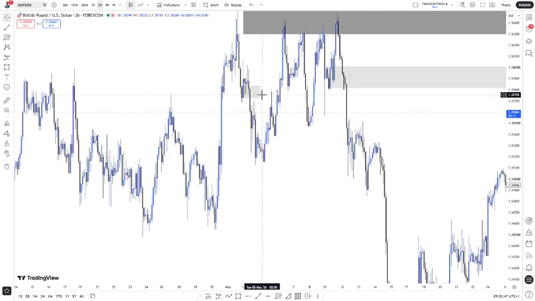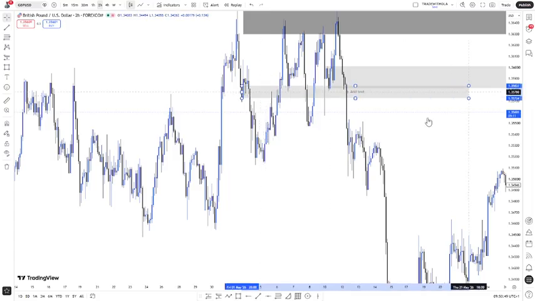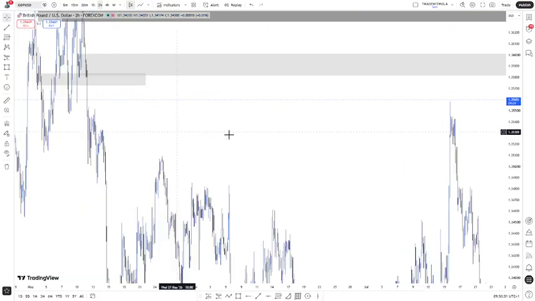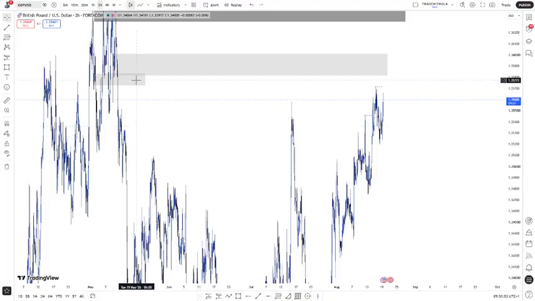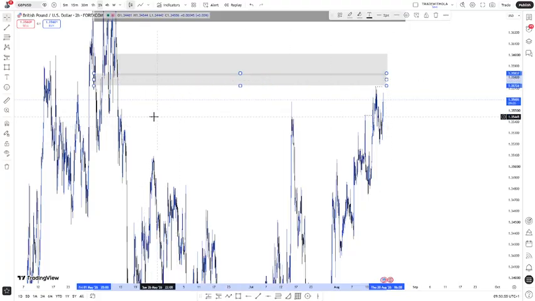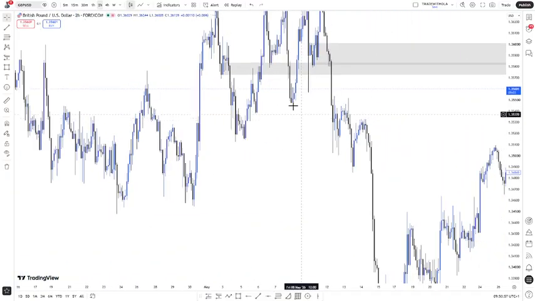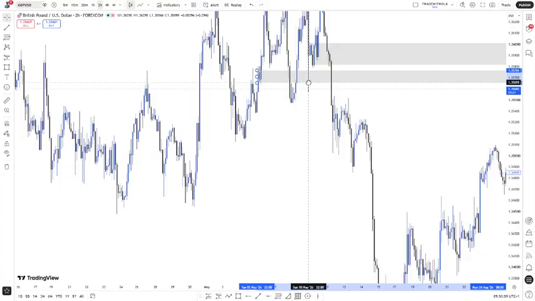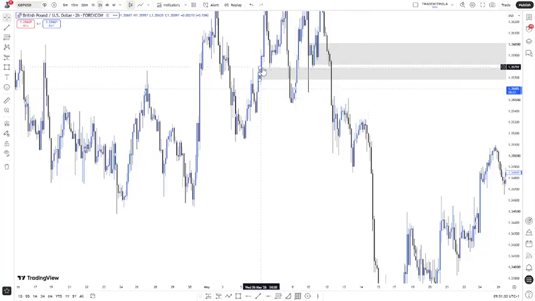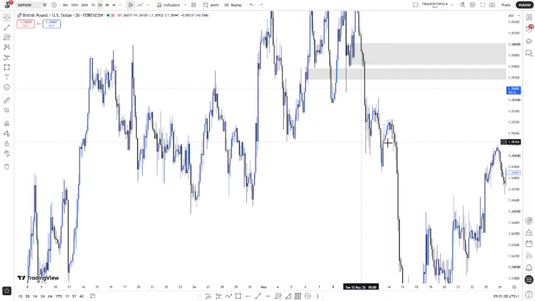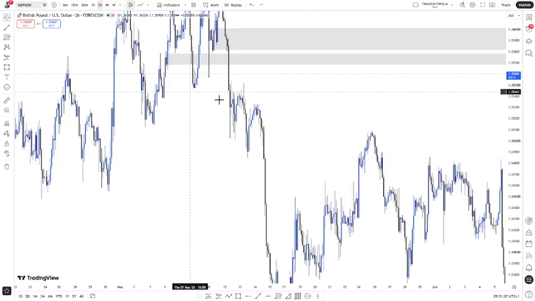So I have this level here. So we have this one here. Let me see. Okay, no, it's not this one. Okay, yes, I've seen it. So this was the level price reacted from. So let me adjust this a little bit. That was the level price reacted from.